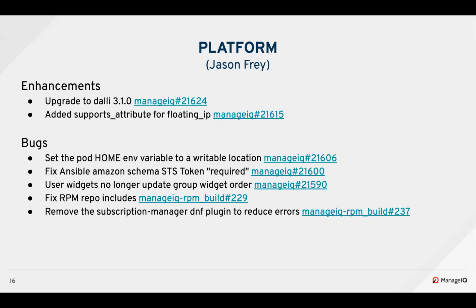For bugs, Joe fixed an issue where in a pod, the home environment variable was not set. This is because we use random UIDs, and the random UIDs are not associated to user names, and therefore there's no home dir for them. Or rather, the home dir is /, which is not a writable location. And it turns out certain modules in Ansible need the home environment variable set because they need to write some data to the home directory. So Joe fixed this by adding the home env var and ensuring that it was a writable location.